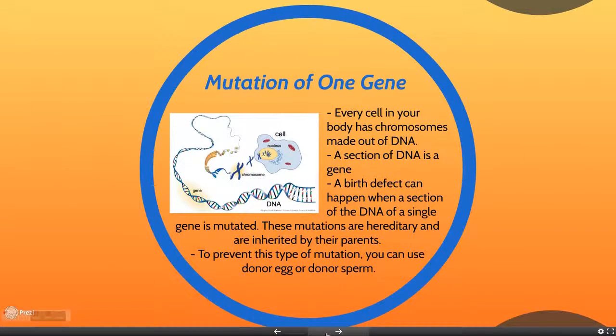You have cells in your body, and every cell in your body has chromosomes made up of DNA. A section of DNA is a gene that will tell you how you will look. A birth defect can happen when a section of the DNA of a single gene, in other words, a small piece of the gene, is mutated. These mutations are hereditary and are inherited by their parents. To prevent this type of mutation, you can use donor egg or donor sperm.